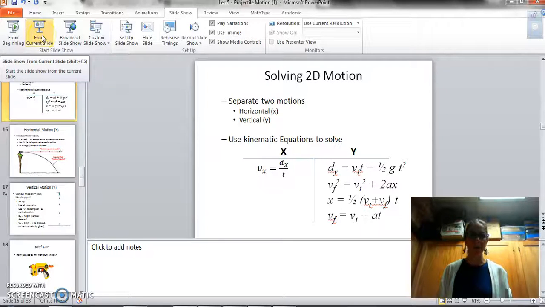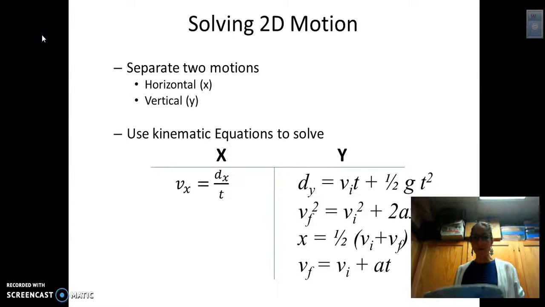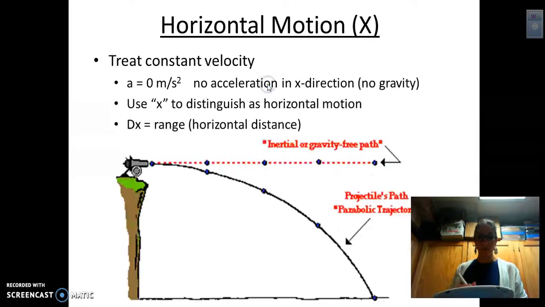Hi again. Sorry, my video got cut off, so I'm going to start where I left off in the other video. So this is lecture 2, a continuation of lecture 1, projectile motion. And what I'm going to do is describe how to solve or start solving these problems using our equations.